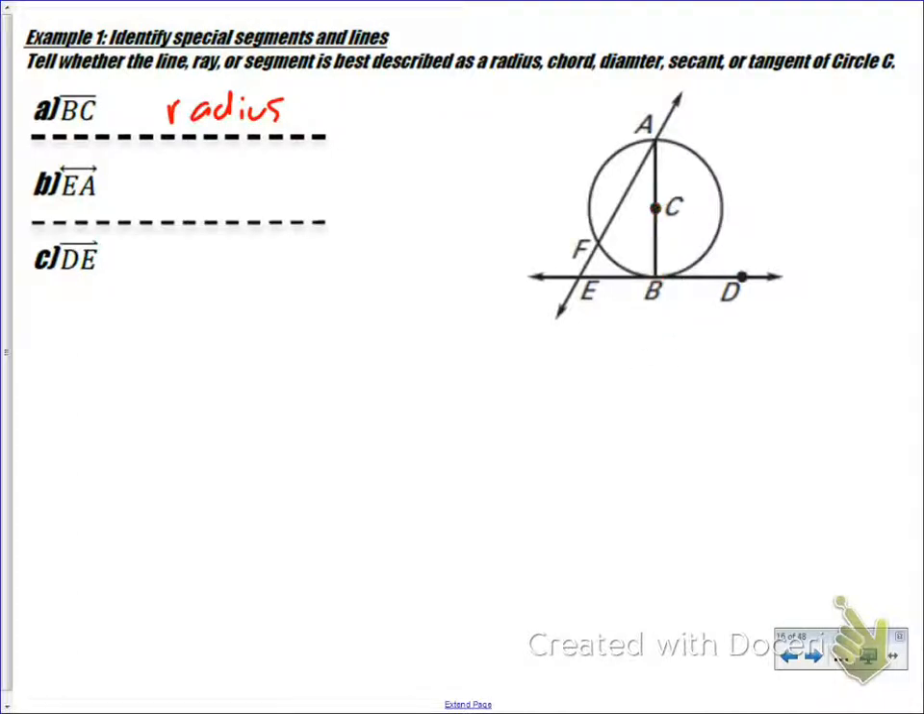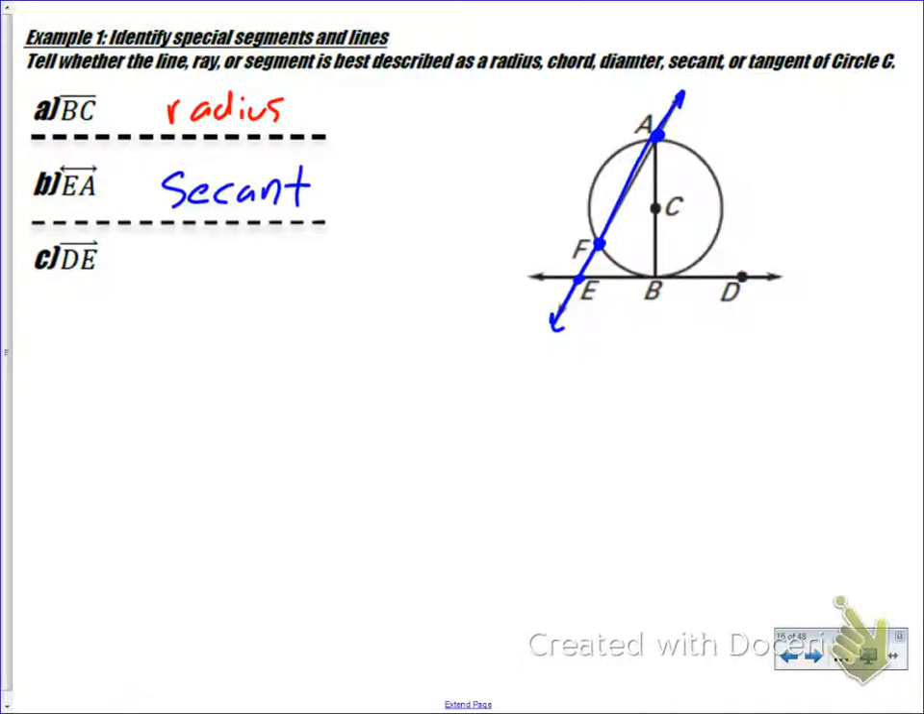Next, we're going to look at line EA. So line EA, here's point E, here's point A. This is line EA. Now we notice this goes outside the circle, so it's not going to be a chord, it's not going to be a radius or a diameter. It has to be either a secant or a tangent. So we're looking for points of intersection. It intersects the circle right here at F, and then again at A, so 2 points of intersection makes this a secant.